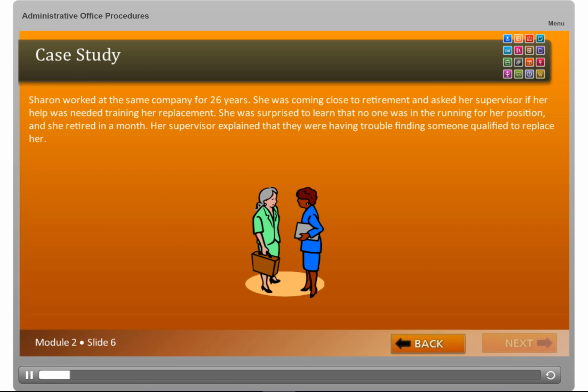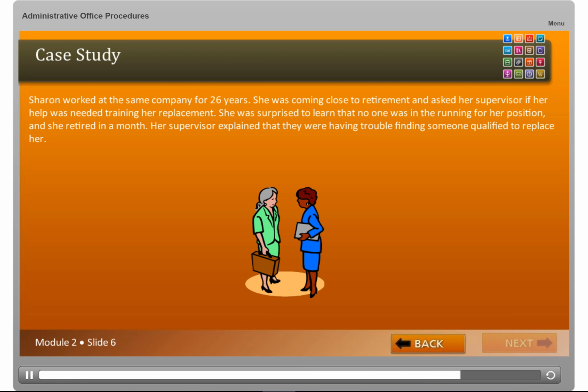Case study. Sharon worked at the same company for 26 years. She was coming close to retirement and asked her supervisors if her help was needed training her replacement. She was surprised to learn that no one was in the running for her position, and she retired in a month. Her supervisor explained that they were having trouble finding someone qualified to replace her.